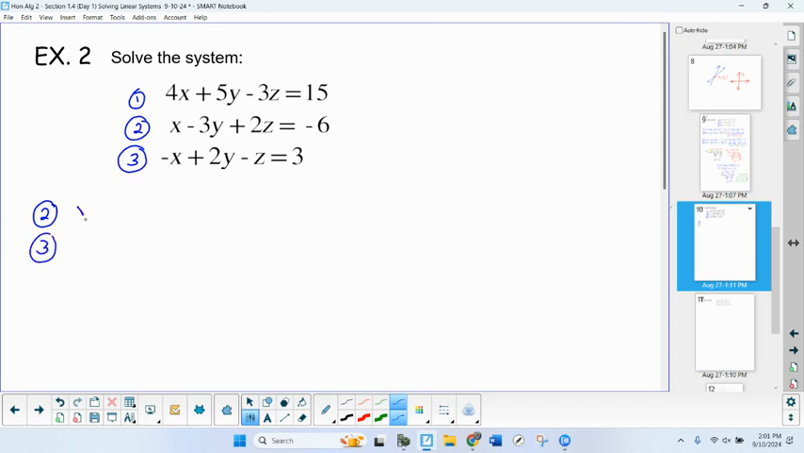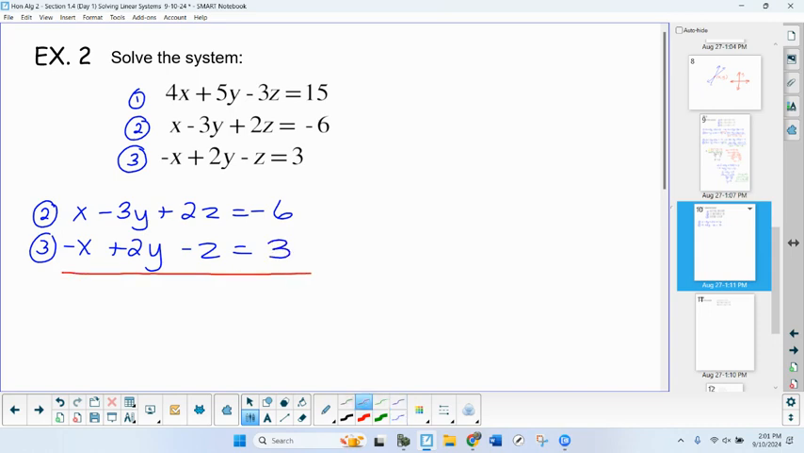Because, guys, are they already opposites? If we're eliminating x, are these guys already opposites? Yep. So go ahead, Erica. Add those together. And what do you get?